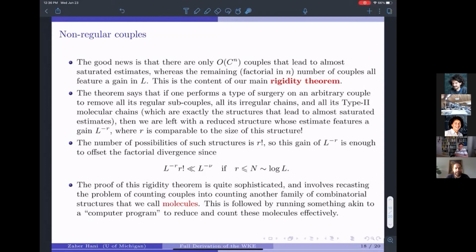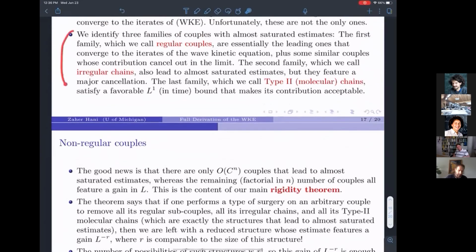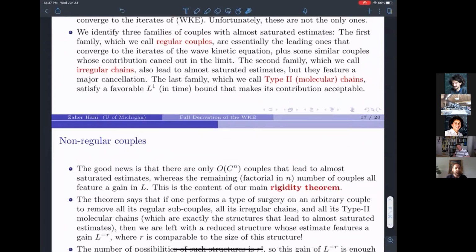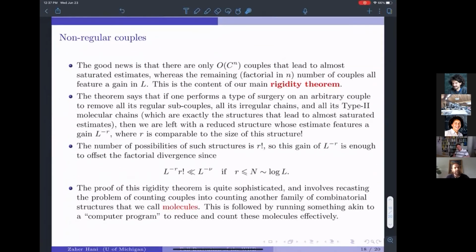So what this theorem says is the following. I'm just paraphrasing it, given that I did not introduce all the needed notation. The theorem says that if you perform a type of surgery on an arbitrary couple to remove all the regular subcouples, all the irregular chains, all the type 2 molecular chains, these, remember, are the three types of structures that lead to saturated estimates, there is a way to do that. Then we are left with a reduced structure whose estimate features a gain of L to the minus R, where R is comparable to the size of the structure.